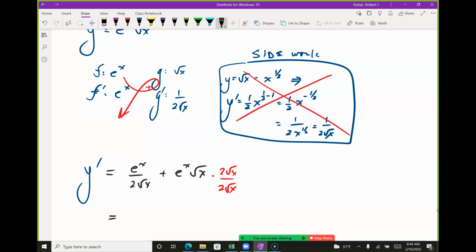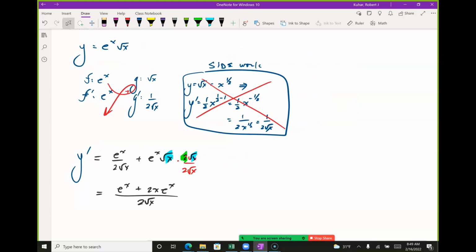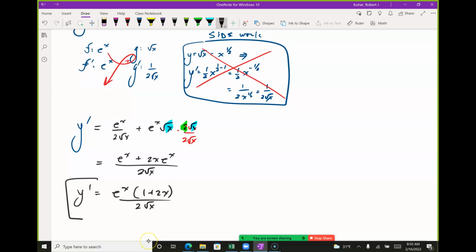So what do I have now? I have a single denominator of 2 rad x. And then I've got an e to the x plus 2x e to the x. I've got the 2, and I've got the e to the x times square root of x times square root of x is x. I still look at the answer and it's still not right because I can see I can factor. I always want to have a single fraction completely factored. So I finally see it: e to the x times 1 plus 2x all over 2 square roots of x. And there's my derivative.